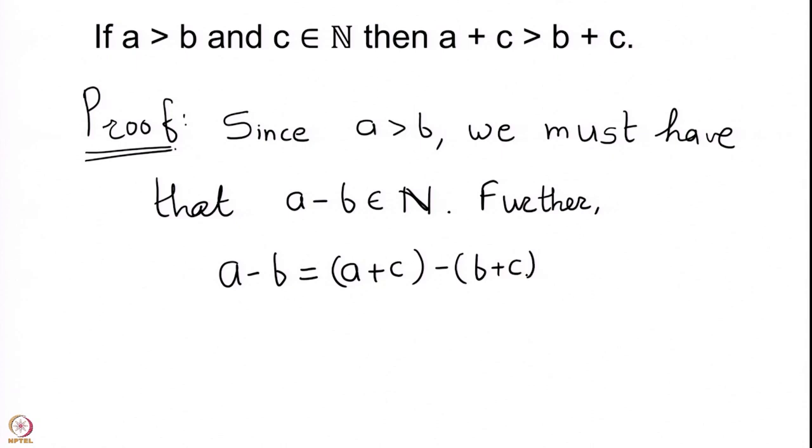This is where we are using some properties of the addition, that A minus B is same as A minus B plus C minus C. And the first C, which comes with the positive sign, can be put inside next to A, and the next C, which is with the minus sign, can be put with the B. So, we are using the commutativity of the addition. Okay, but now you have that A plus C minus B plus C is a natural number, and hence A plus C is bigger than B plus C. This completes our proof.